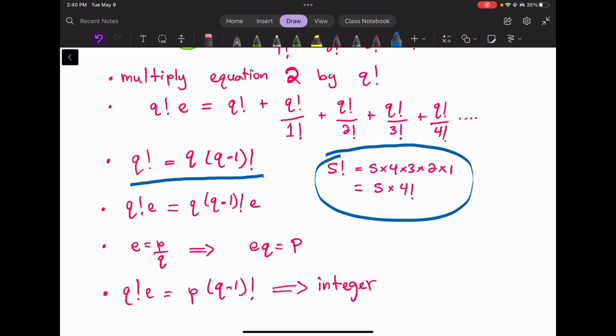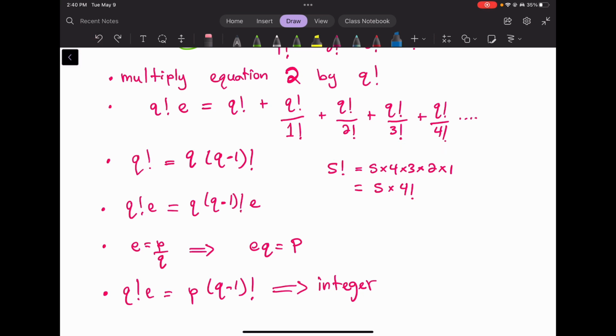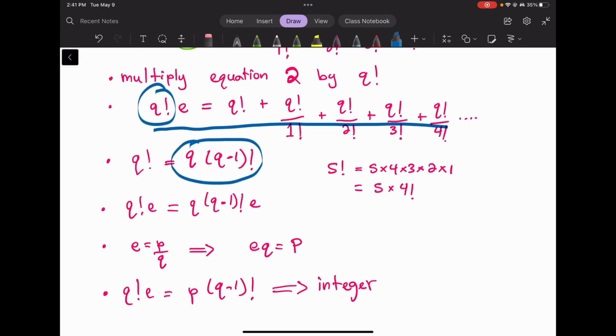So what we're going to do is replace, back to our equation here, this one right here. We're going to replace the Q factorial with this. So Q factorial times E is equal to Q times Q minus 1 factorial times E. That's the left-hand side of the equation.